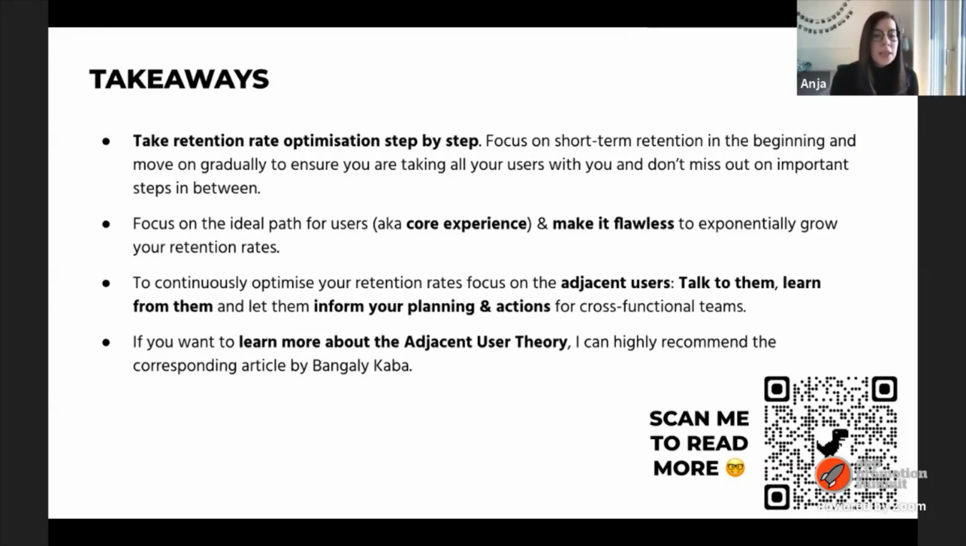The second point is, to sum it up, focus on the ideal path and make it flawless, and then start to focus on the adjacent user. So really starting with the core experience, but also consider that the feedback that the adjacent users are giving you is informing your core experience. So it's just 2 different angles from which you're looking at the topic. One is really the quantitative data insights, and the other one is the qualitative user insights. And if you merge them together, it's even more powerful than just focusing on one or the other exclusively.